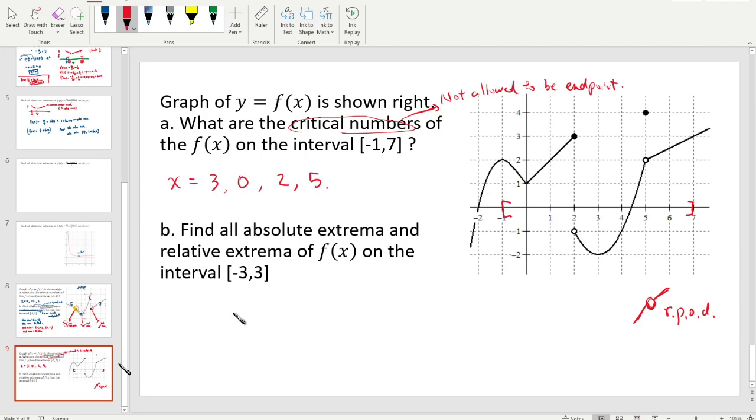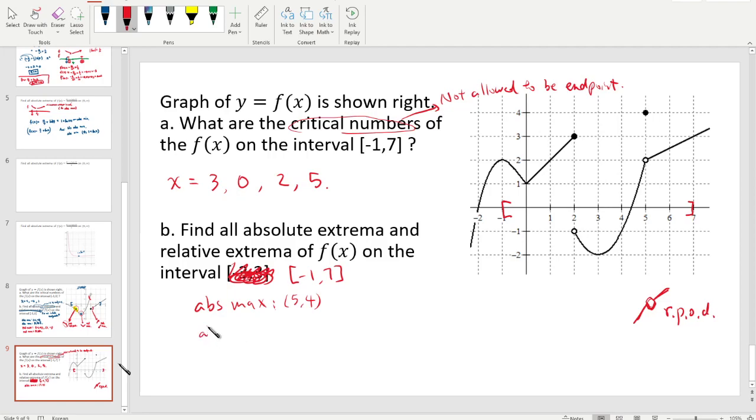Okay, find all absolute extrema and relative extrema of f of x on the interval -3 to 3. Oh, sorry, I copied over the previous one. Forgot to change. This should be -1 to 7. So what are the absolute extrema and relative extrema from -1 to 7? Again, the highest point of this graph seems to be 4, right? So the absolute maximum would be this point, 5, 4.